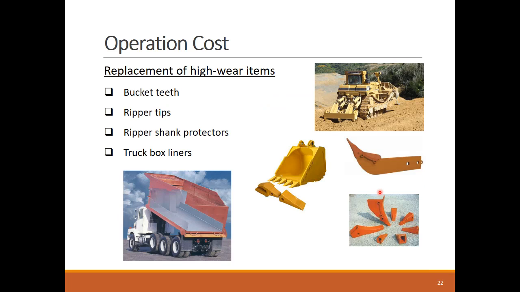Finally, the operation cost includes replacing some high wear items that deteriorate at different rates with the job site operation conditions. These consumables include bucket teeth, ripper tips, rubber shanks, protectors, and truck box liners. These parts are replaced as needed and don't typically follow a fixed maintenance schedule like lubricants and filters.